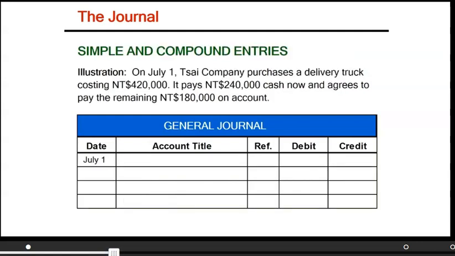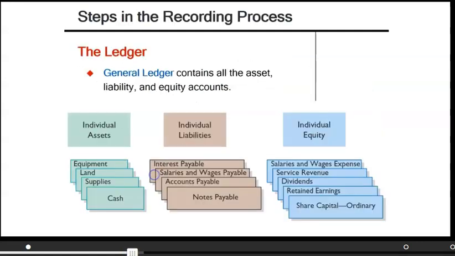On January 1st, purchased a delivery truck. It paid $240 cash now and agrees to pay $180 on account. So the asset, equipment, goes up. All right. Cash goes down, credit, and accounts payable on account goes up. And an increase in the liability is a credit. So that's how we record.